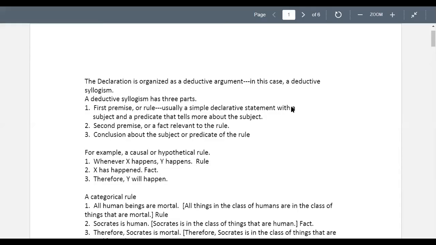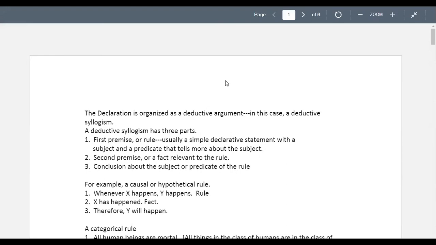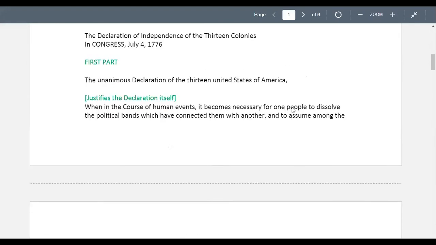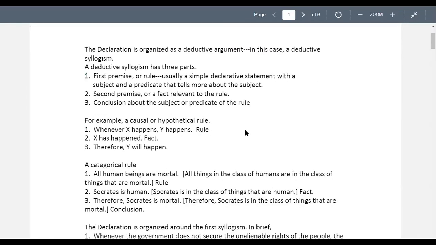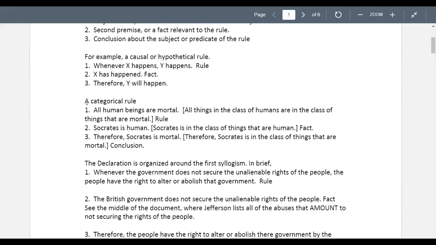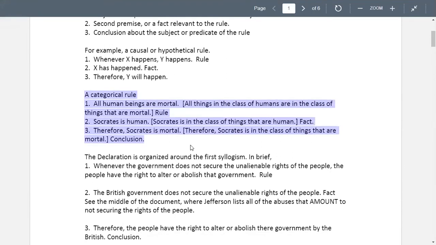So here's the document. We're talking about the Declaration of Independence. Now, the Declaration of Independence is not a very long document, but it's longer than what we're going to deal with. Here's the example that the book used. Oh, sorry. All human beings are mortal, and they call it the rule. So, a categorical rule.